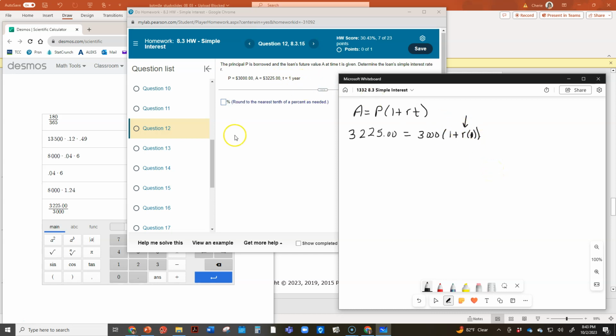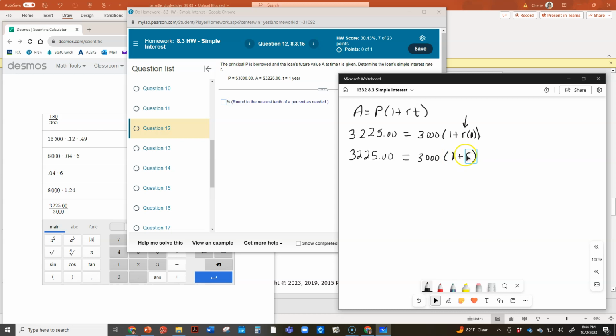This is exactly the problem that we did at the very first. Remember where we had to solve for X, I think it was? This is why that problem was given to you. The only thing I'm doing right here is multiplying 1 times R and getting R, just to clean it up a little bit. So I'm trying to get R by itself. R is inside the parentheses.